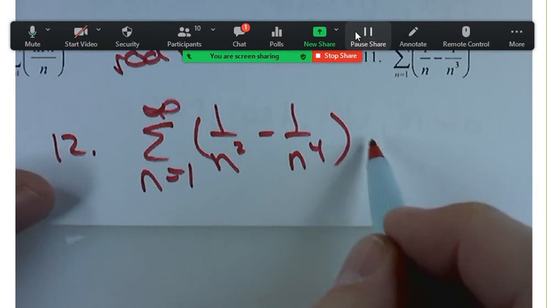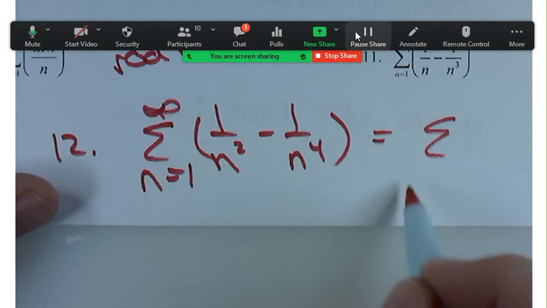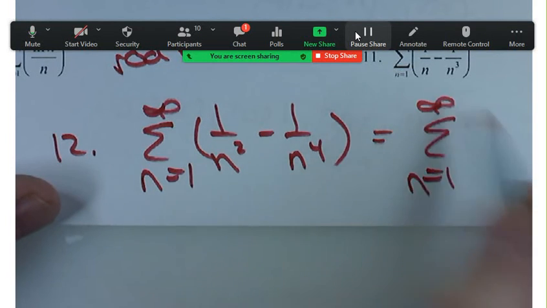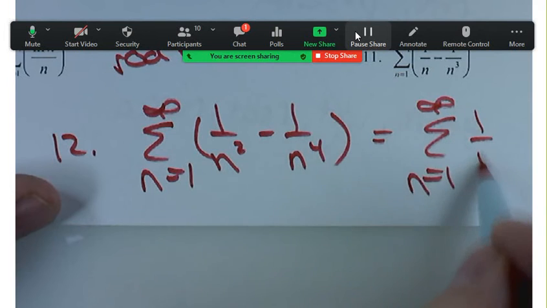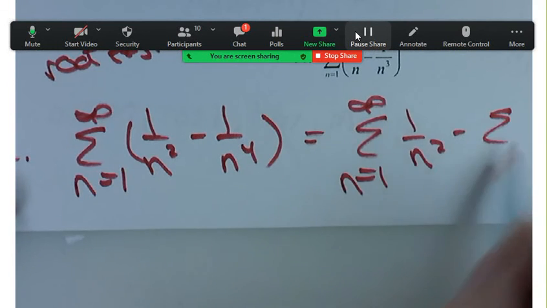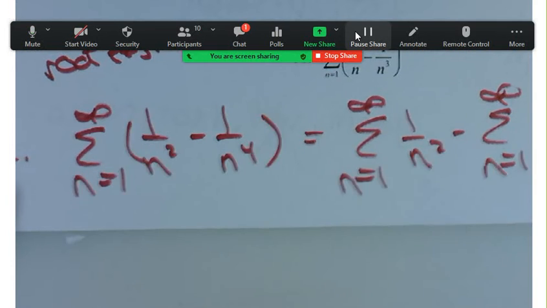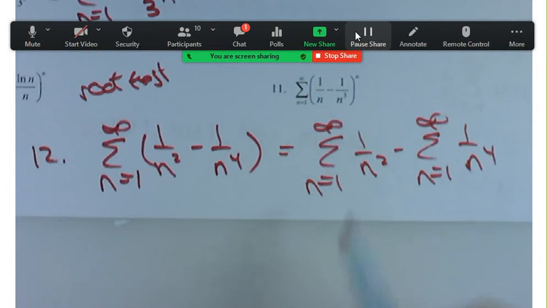How timely. But what you can do is you can split it up like this. Sum from n equals 1 to infinity of 1 over n squared minus the sum from n equals 1 to infinity of 1 over n to the 4th. And now what would you do here? P-series. This is a P-series and that's a P-series. Use the P-series twice. Both of them have to converge in order for the series to converge.